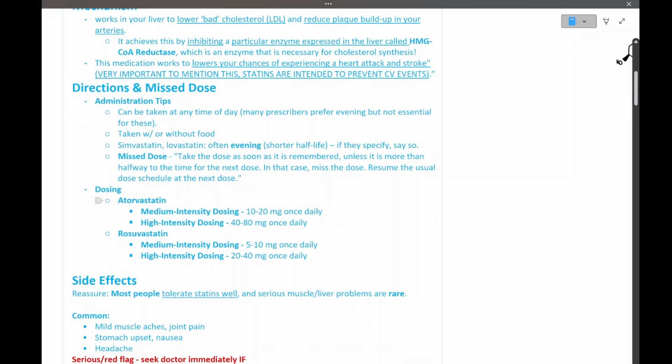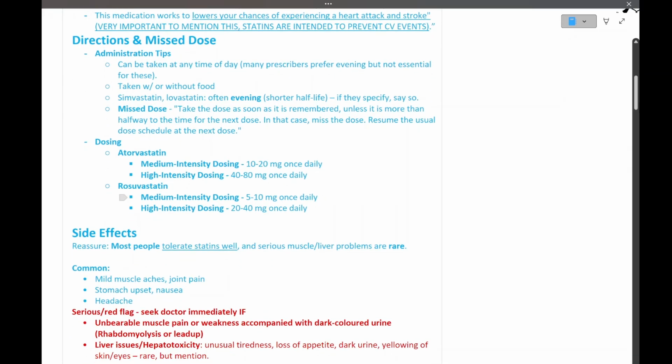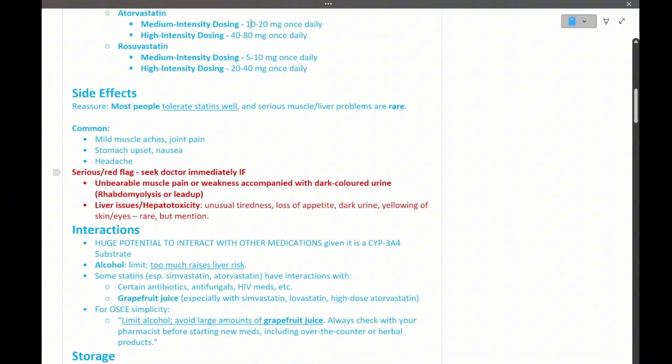In terms of dosing, atorvastatin and rosuvastatin have dosing regimens based on the intensity of the statin regimen. For medium intensity dosing of atorvastatin, you want to take 10 to 20 milligrams once daily, and for high intensity dosing, the patient takes between 40 to 80 milligrams once daily. For rosuvastatin, the medium intensity dosing regimen is 5 to 10 milligrams once daily, and for high intensity dosing, it's 20 to 40 milligrams once daily.